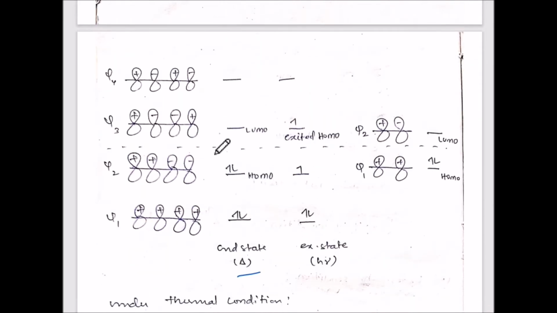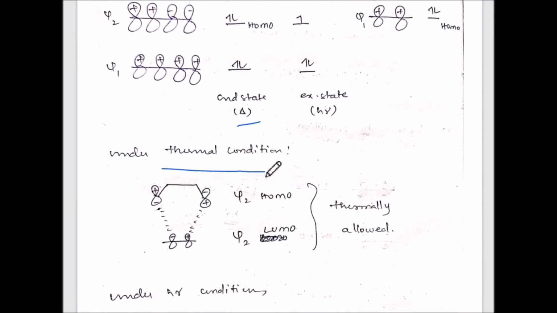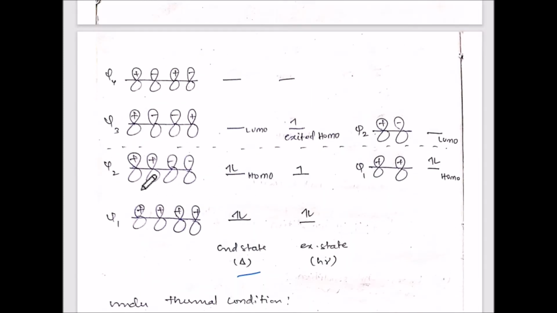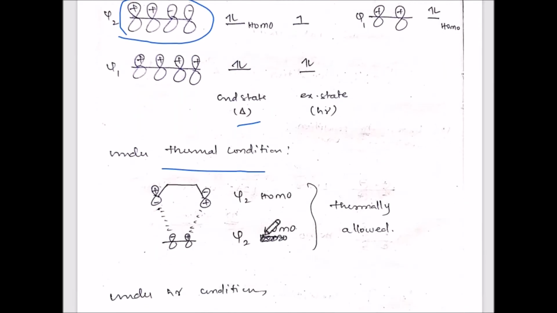Okay, the butadiene 4 electron system, it's filled here. In the excited state the electron is excited, and this becomes the HOMO for the excited photochemical condition. You know it, right? Okay, let's examine. Under thermal condition, you have to take the HOMO of one reactant and the LUMO of the other reactant. So the HOMO for reactant A is this, and the LUMO for reactant B is this. Psi2 is the HOMO for this, and for ethylene also Psi2 is the LUMO.